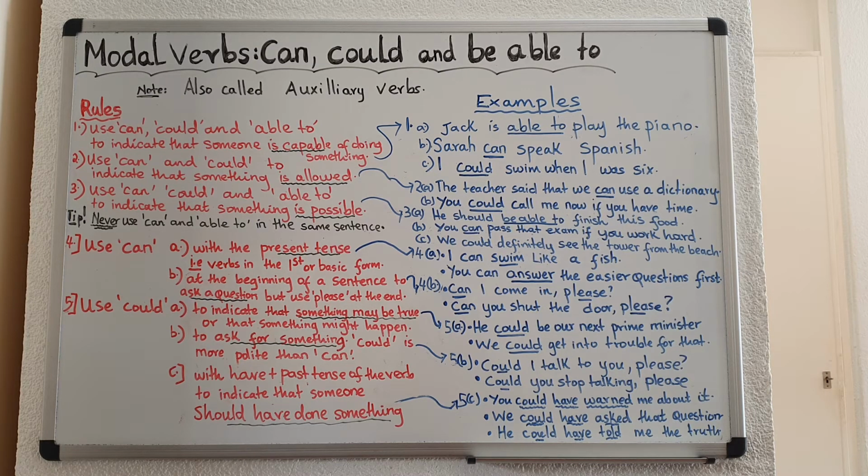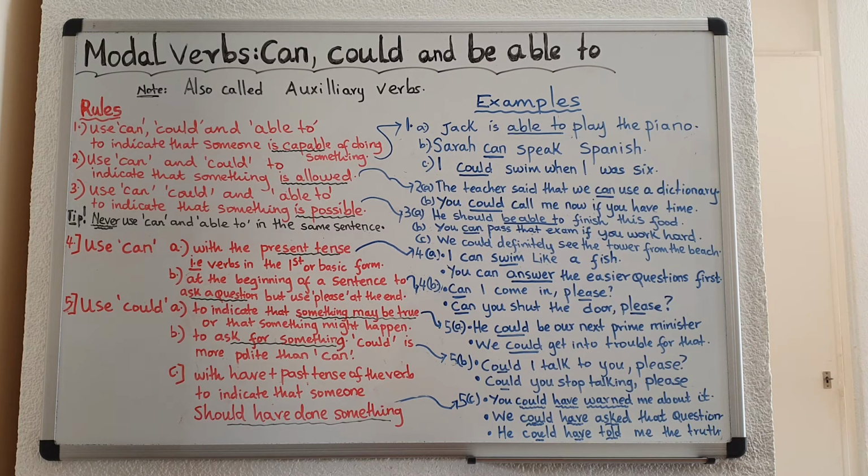Okay. Now, before I carry on to rule number 4, I have a very important tip for you. Never ever use can and be able to in the same sentence. It is grammatically wrong. For example, never ever say, I can be able to speak Spanish.